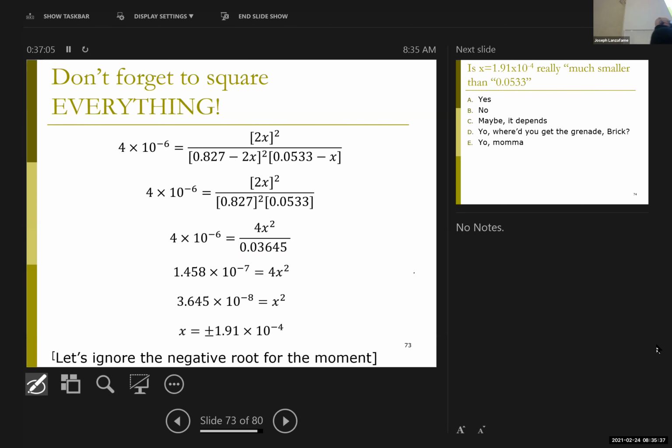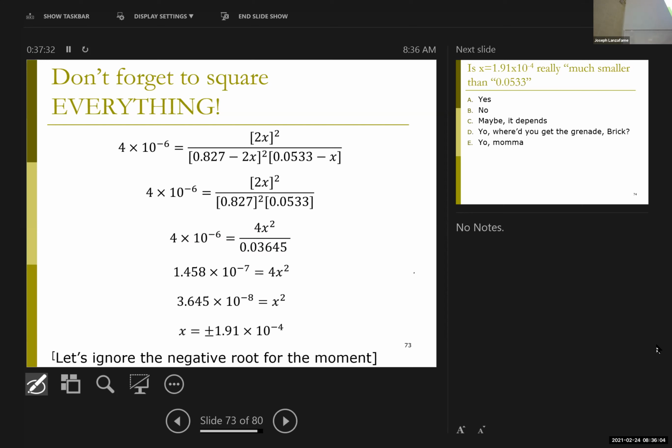Right? And so I have a built-in test for whether or not it was a good assumption. I made the assumption, I calculate the answer. The answer itself tells me whether or not the assumption was good. I assumed x was small relative to 0.0533. There's x, subject to the assumption. It either is or is not much less than 0.0533.